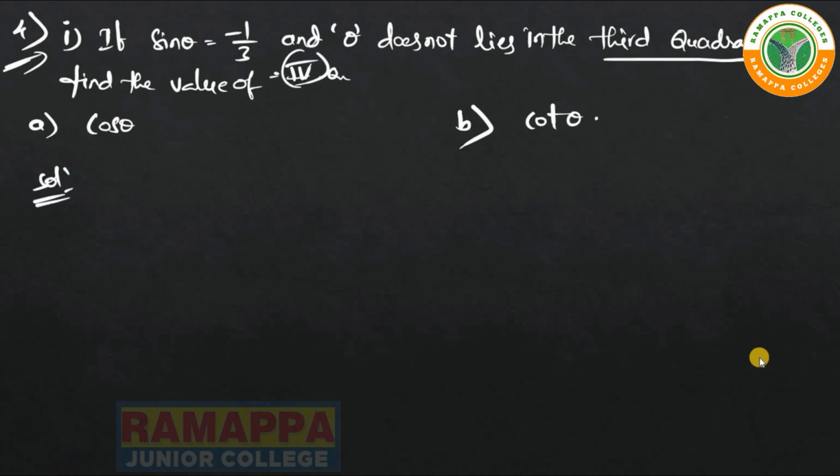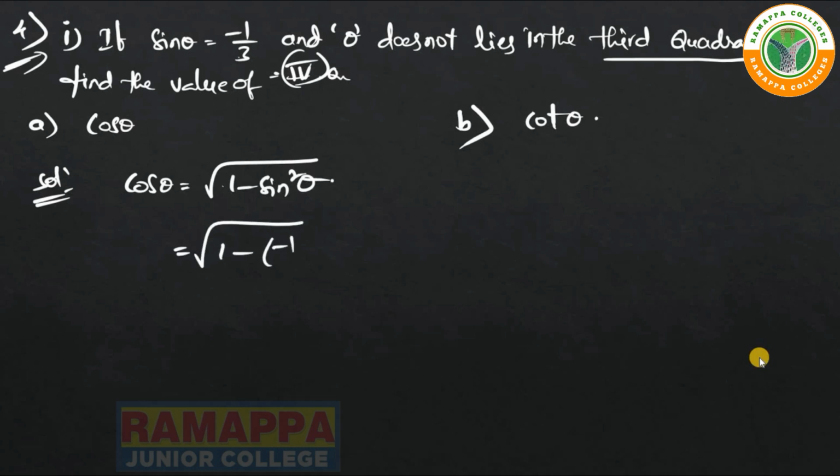Cos theta is equal to the square root of 1 minus sin square theta. Sin theta is given as minus 1 by root 3, so we write the square root of 1 minus (1 by root 3) whole square. It becomes the square root of 1 minus 1 by 9.